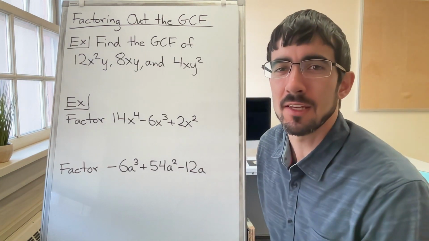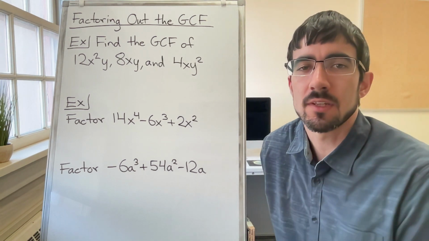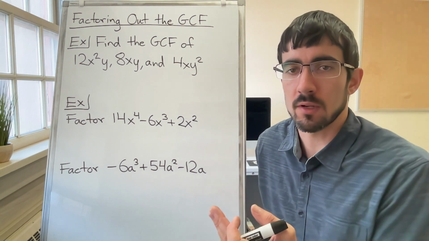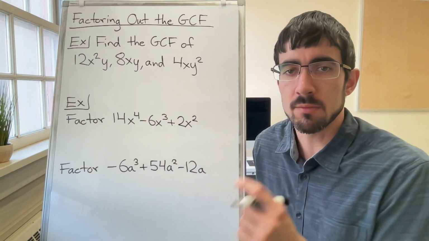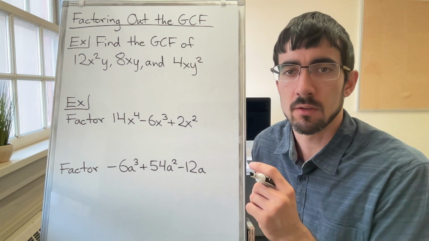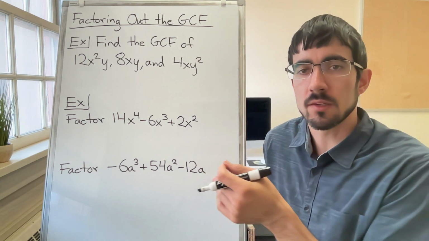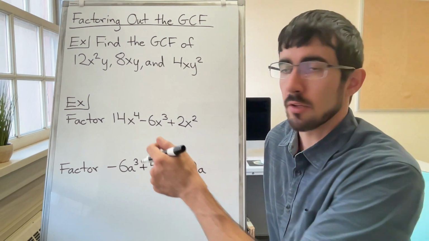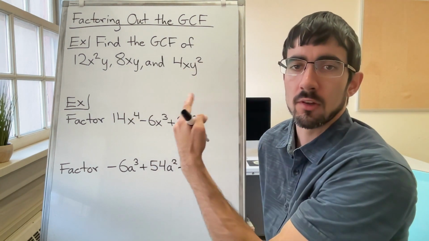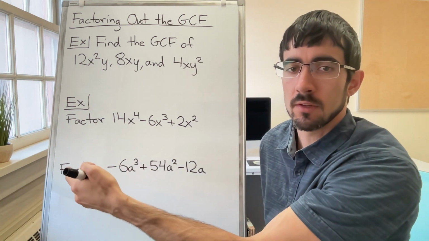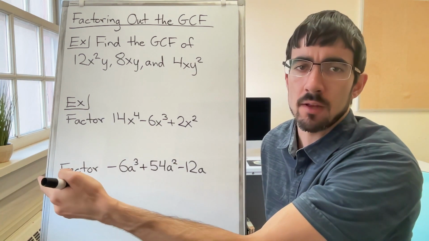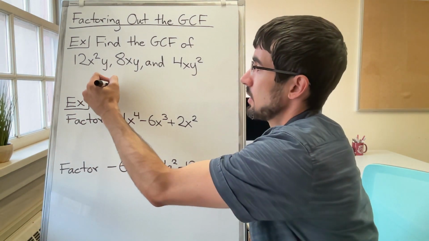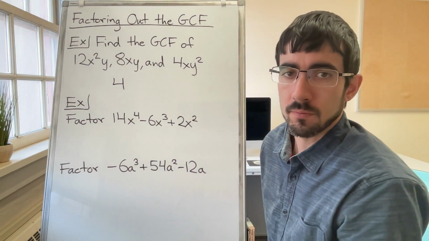Let's practice finding the GCF of some terms. So let's find the greatest common factor of 12x squared, 8xy, and 4xy squared. Remember, that's the largest amount that evenly divides all of these terms. And I can consider the coefficients separately from the variables if I like. So think about 12, 8, and 4. What's the largest number that divides all of those? They're divisible by 2, but that's not the largest number. They're divisible by 4. So in our GCF, we'll have a 4.